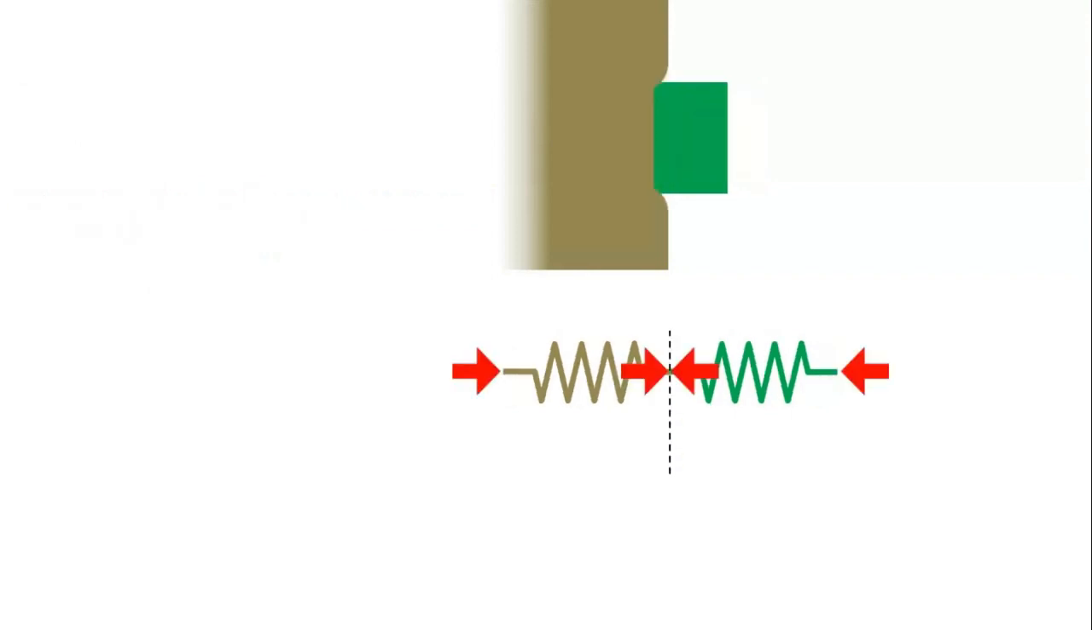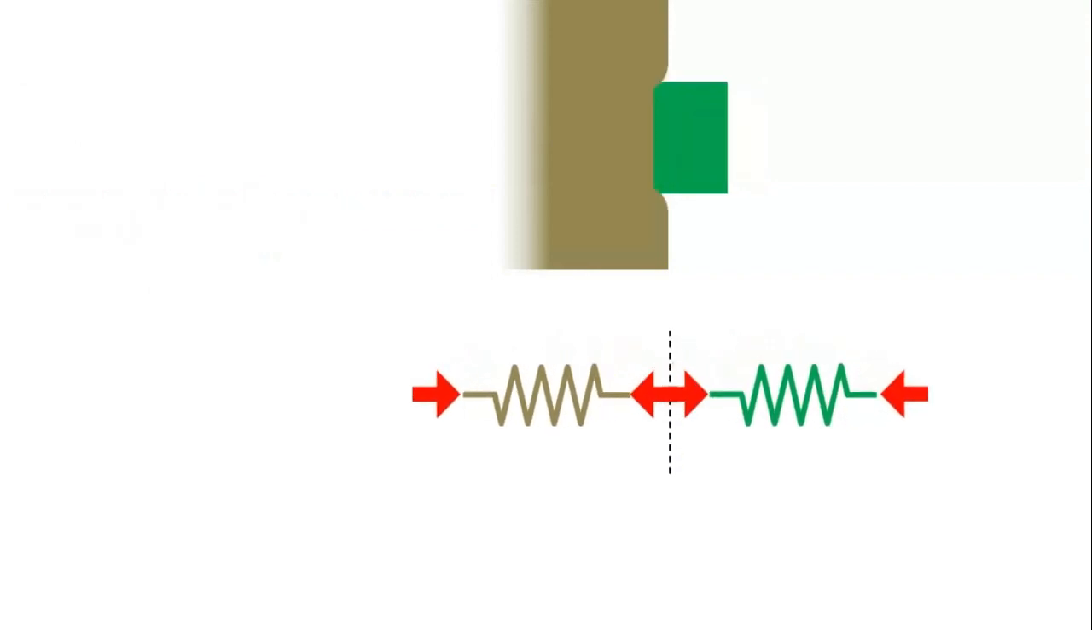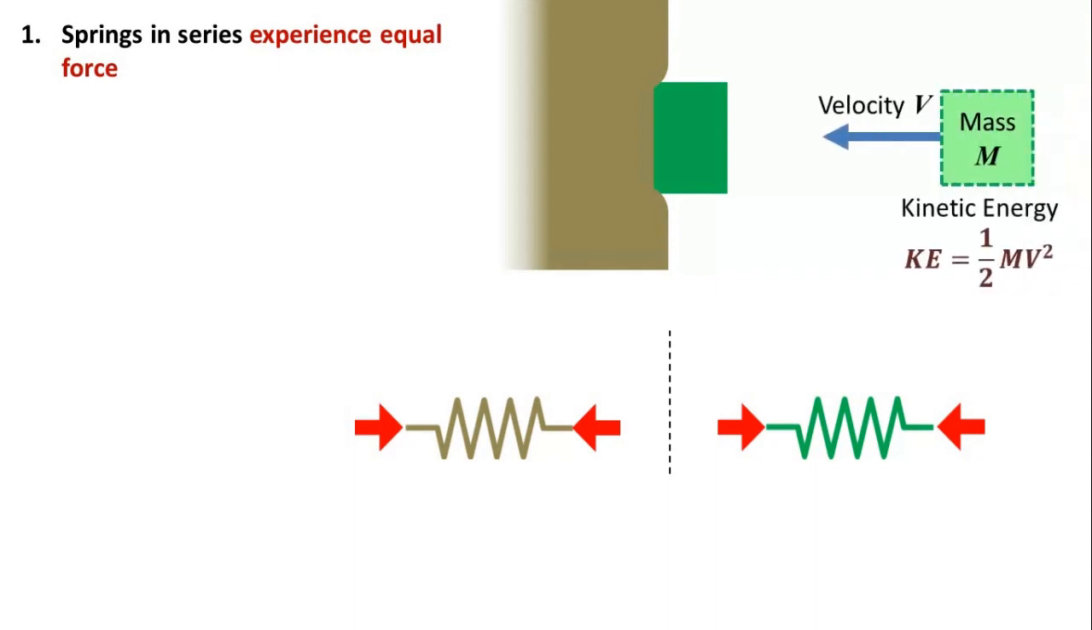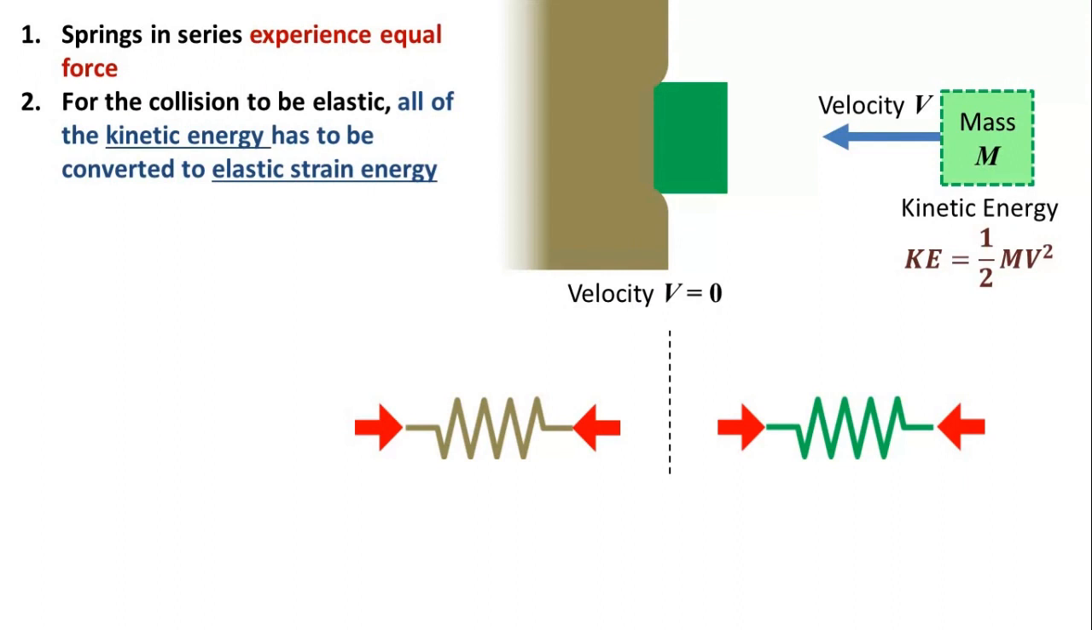1. When 2 or more springs are squeezed together in series, the force or stress on them is equal. 2. At some point in a perfectly elastic head-on collision, the speed of the ball is 0, which means that, at that point, all of the initial kinetic energy of the ball must become stored as elastic strain energy in both the ball and the surface.